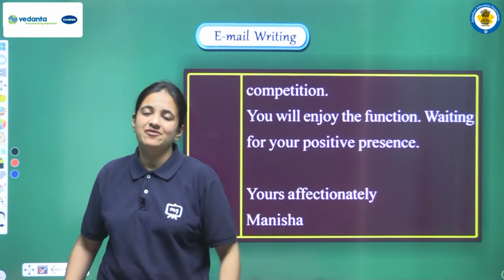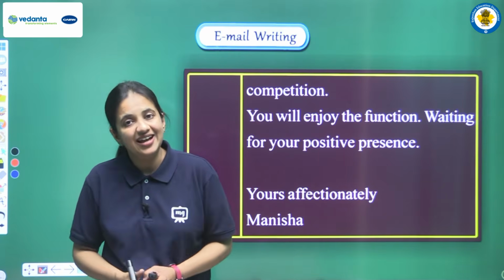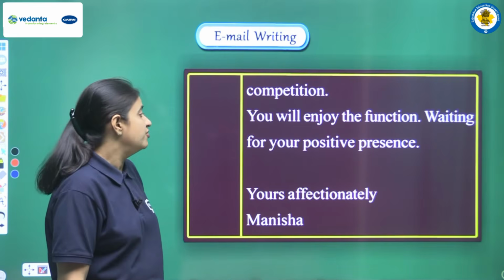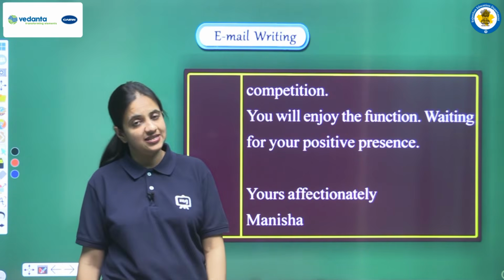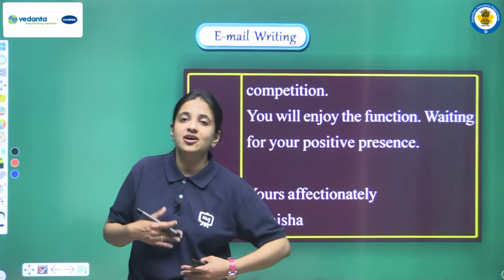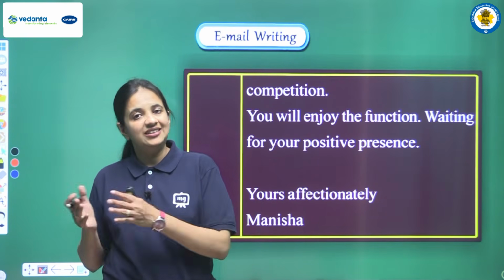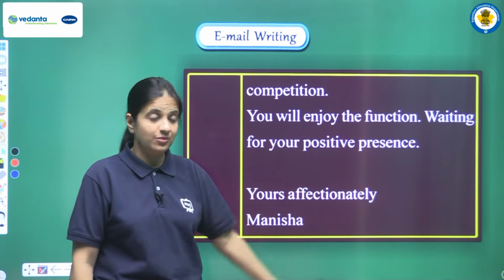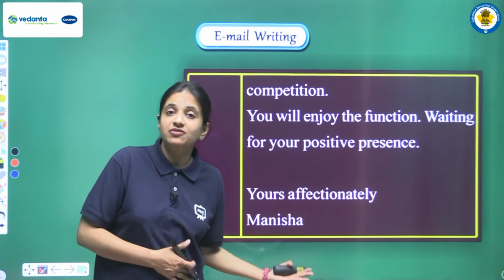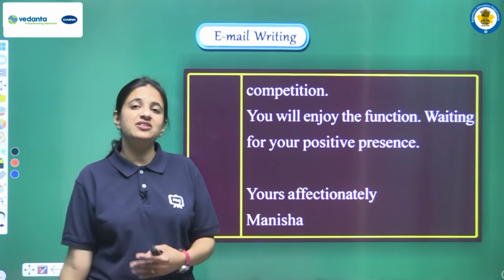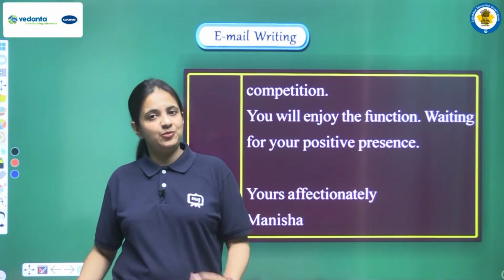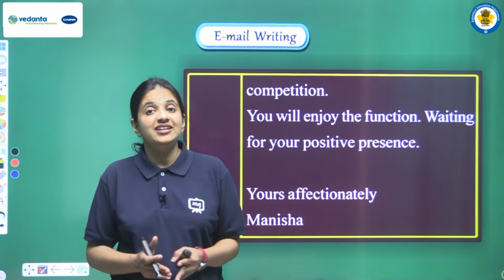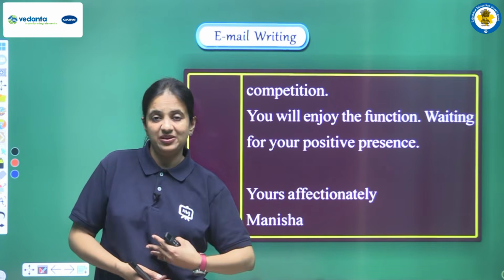And now after giving all the details, after inviting our cousin, finally we are writing this thing, you will enjoy the function, waiting for your positive presence. So yes, we have given a perfect detail, all the things we have covered in our email, and finally we are repeating this thing one more time, that you will enjoy the function and why he or she will enjoy the function. So that detail we have already provided, that there will be so many performances, it will be a great show, and yes, we have talked about our participation also.